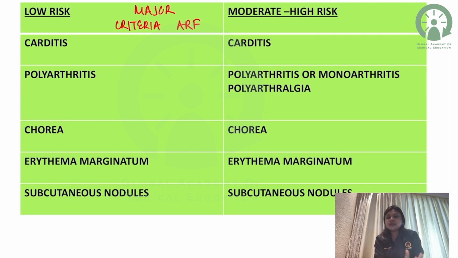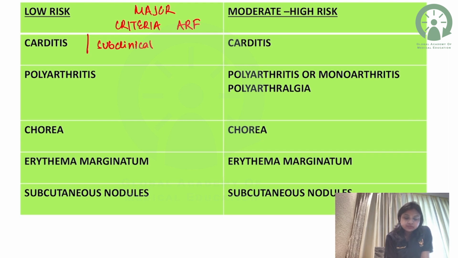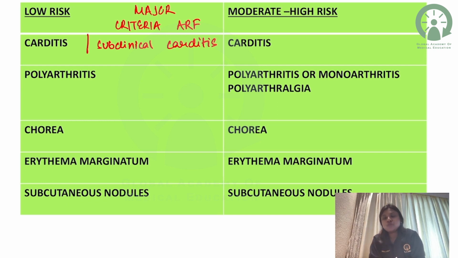So this carditis can be clinical. That is, you can get a baby with heart failure, a child with a pericardial rub or chest pain, or valvular involvement with murmurs, or you can get a subclinical carditis. So it can be either clinical carditis or subclinical carditis. Remember, subclinical carditis is now a criterion in acute rheumatic fever. How are you going to diagnose subclinical carditis? It is by echocardiography.